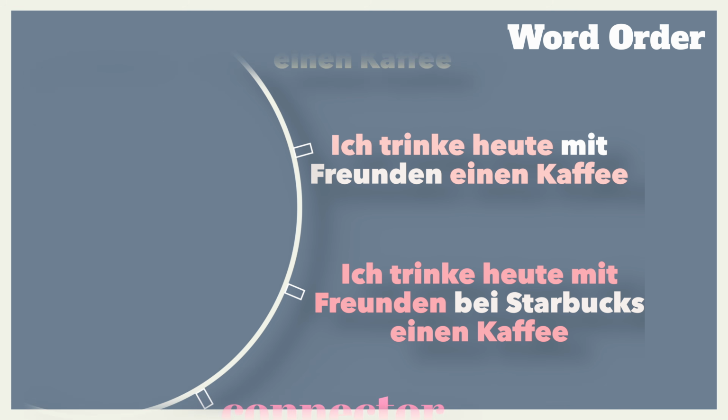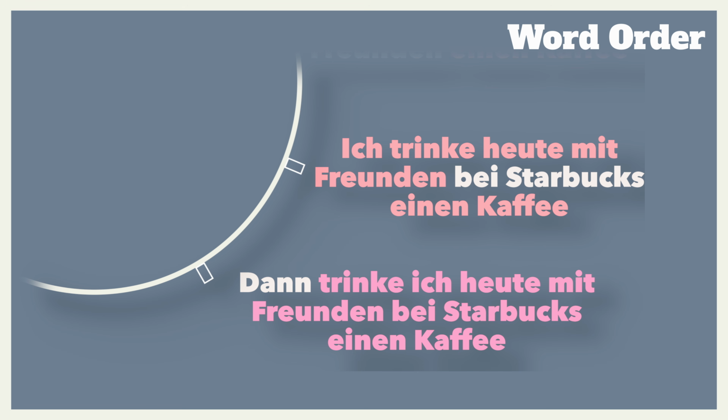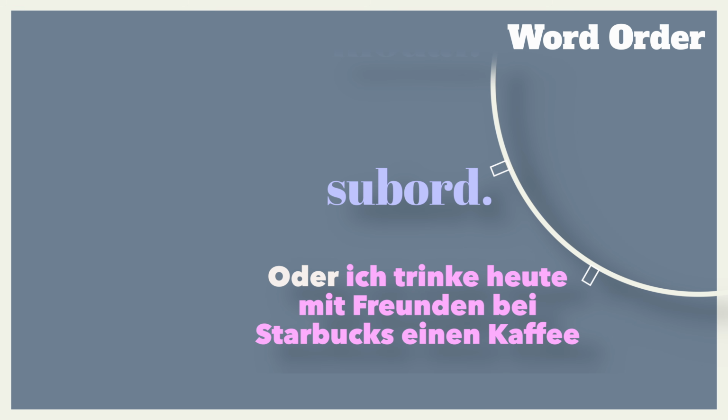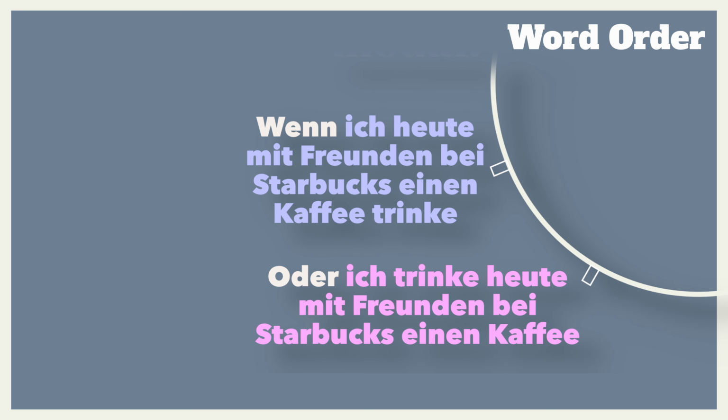We can use a connector. Dann trinke ich heute mit Freunden bei Starbucks einen Kaffee. Or a simple coordinating conjunction would work as well. Oder ich trinke heute mit Freunden bei Starbucks einen Kaffee. What about a subordinating conjunction? Wenn ich heute mit Freunden bei Starbucks einen Kaffee trinke. And then we could transition to our next clause.